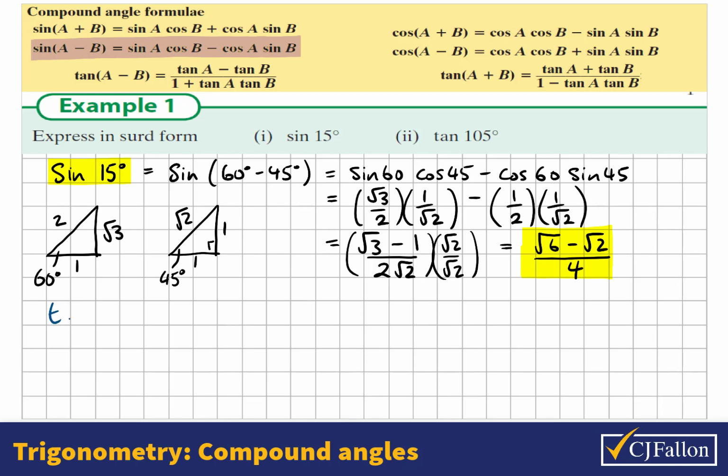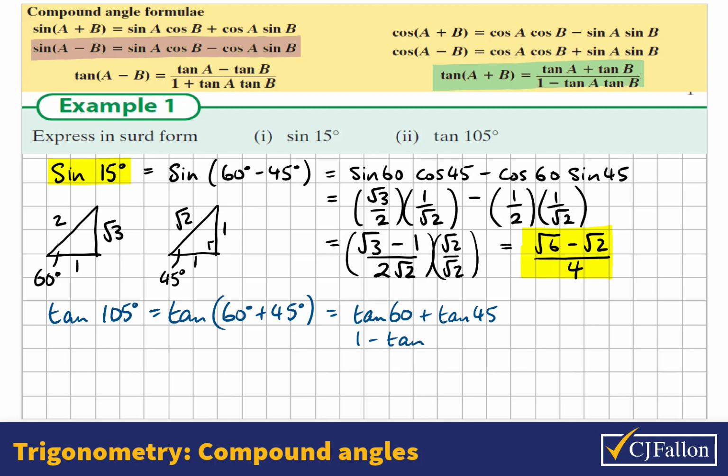In the second part of the question, we're asked to evaluate tan 105 degrees. We'll do this in a similar method. We might write 105 as 60 plus 45. So we're going to use the tan of A plus B compound angle formula here. So tan of 60 plus 45 is equal to tan 60 plus tan 45, all divided by 1 minus tan 60 multiplied by tan 45.